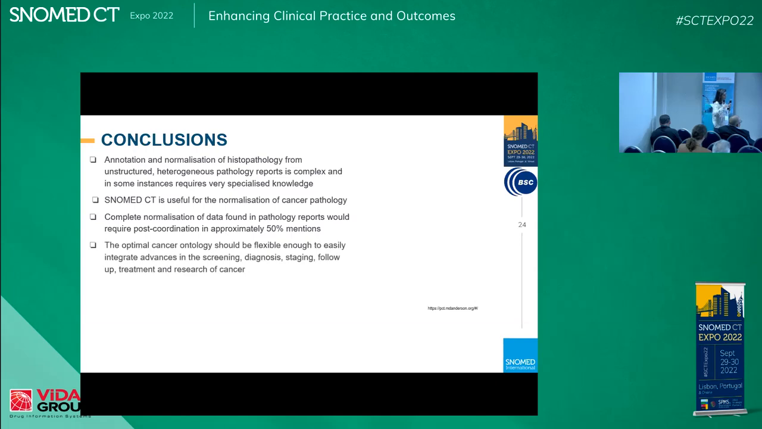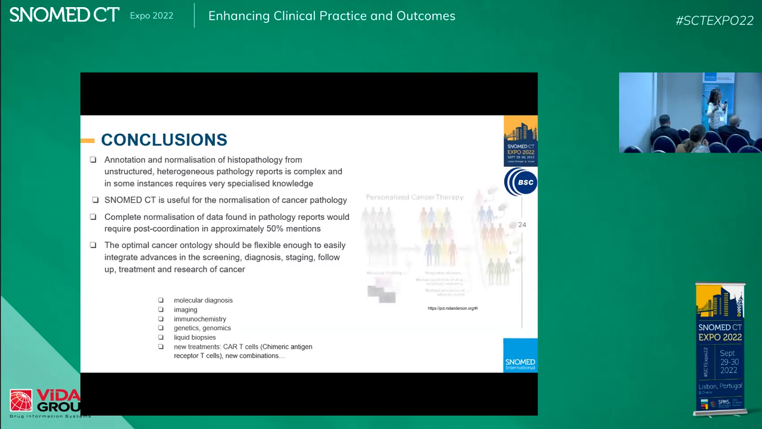And looking at the future, where we are having molecular diagnosis, liquid biopsies, genetic genomics, immunochemistry, some of these things exist already. Some will be implemented, surely in the next 10 years will be commonplace. We have to make sure that these ontologies, or the optimal ontology, can capture all that in mentions, because it's not only what we see under the microscope that will tell us what cancer we have, but all these things will be added. And finally, why do we do this?